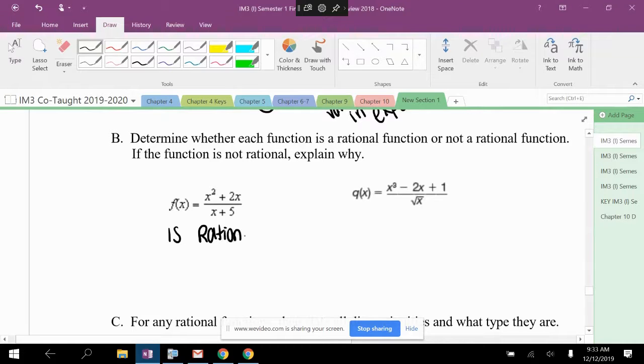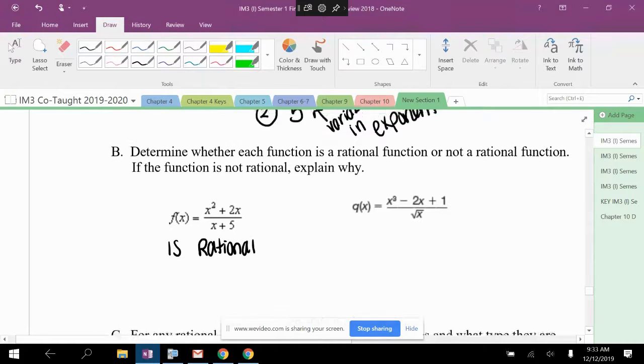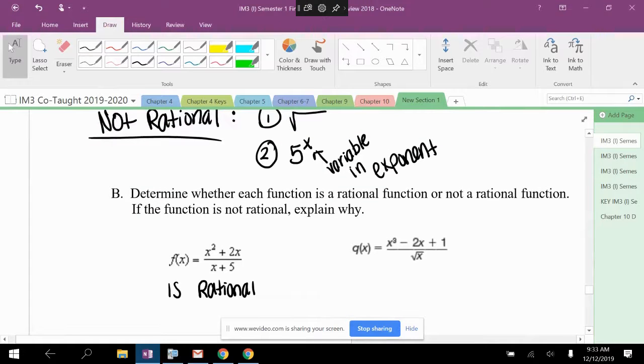Okay, here's why. Because it doesn't have a radical. It doesn't have a variable in the exponent. Variable is just a letter. Variable would be an x, or a y, or any letter.